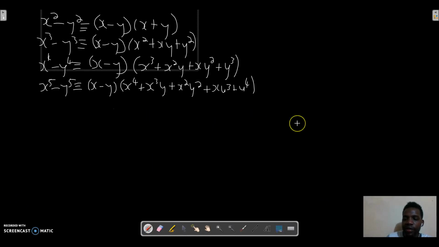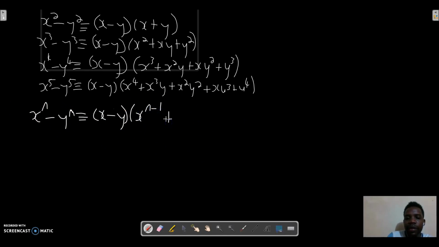So we can generalize it. Let's say we have x to the n minus y to the n. This would be equivalent to, we know it's going to start with x minus y. Now my first term in the second bracket will always be 1 less than the power of the x and the y. So I'm going to have x to the n minus 1. It's going to move down to x to the n minus 2. Then y comes in. Then we go to x to the n minus 3. Y goes up to the squared power.